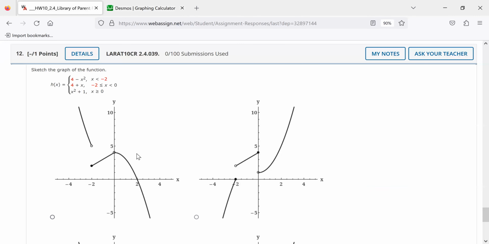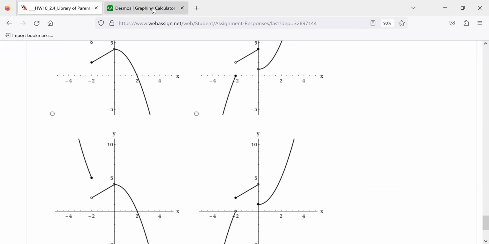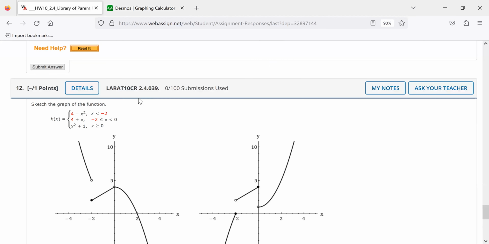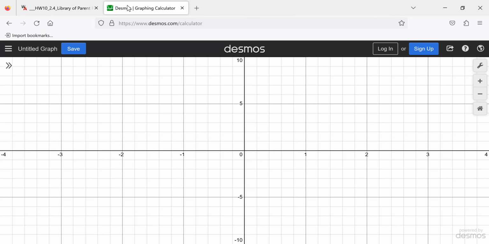I believe that's how they have it from 4 to 10. Yeah. Okay. 4 minus x squared whenever we are below -2. So I need a spot to write that out. Let's see.